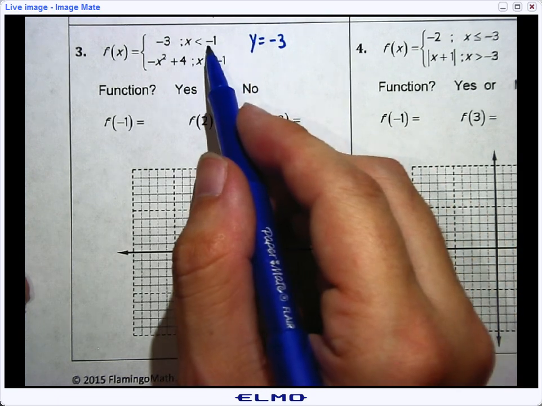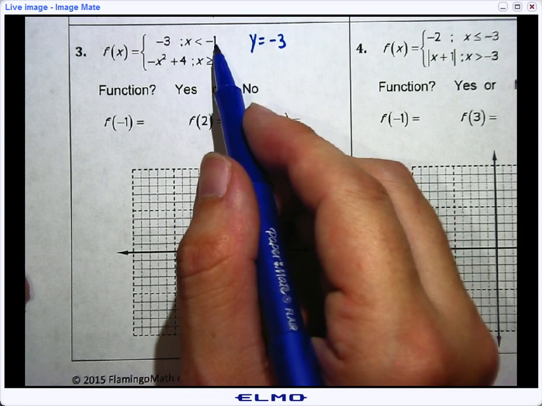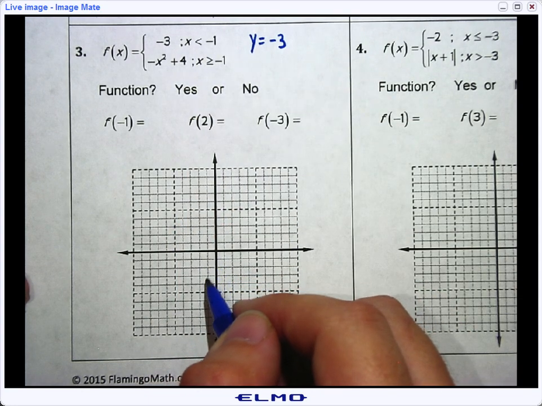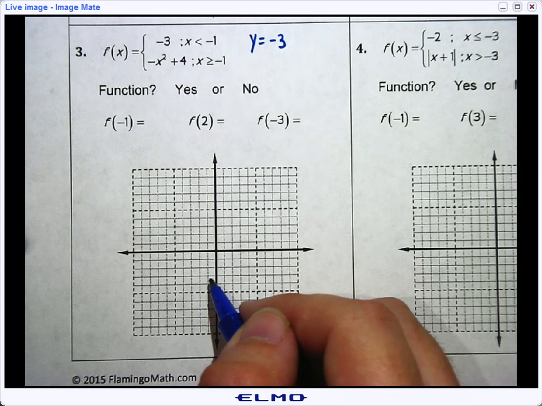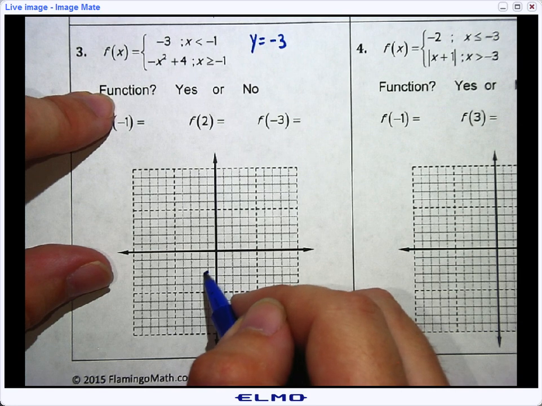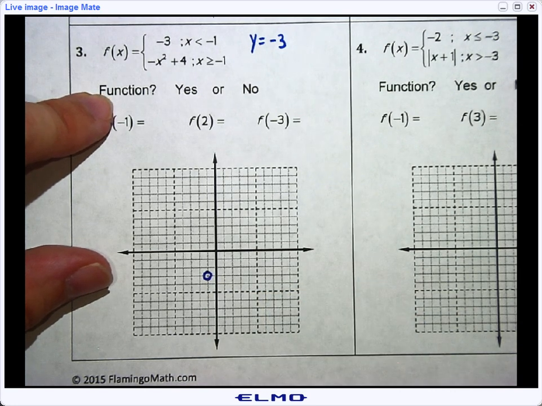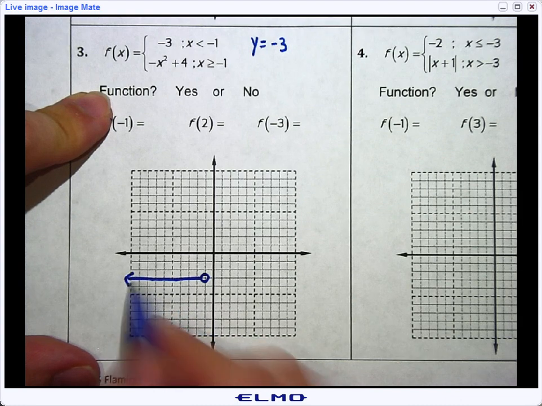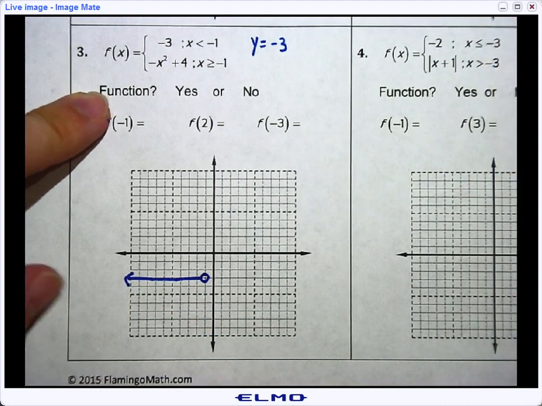But this only picks up when x is less than -1. So got to scoot over to -1. Then I'm going to come down here to -3. Since it's not included, there's not a line under that, I would have an open circle at that point. And then it would continue as a straight line, horizontal line to the left.